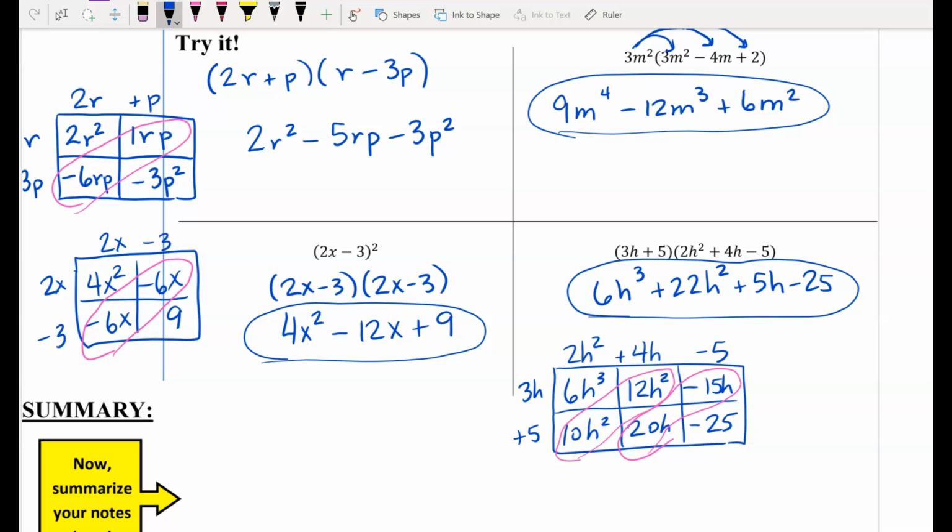Alright, now you can check your answers. This is a very important skill that you will be using all year long, and you need to be able to do it without mistakes. So make sure you practice, practice, practice. Let me know when you're ready for your mastery check on 1.5.